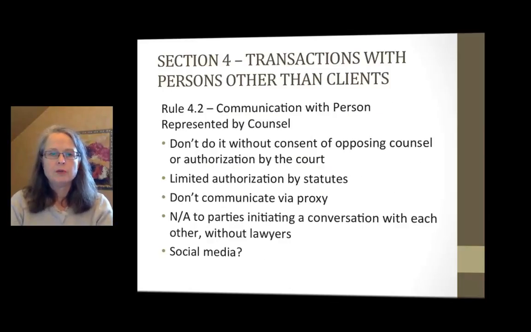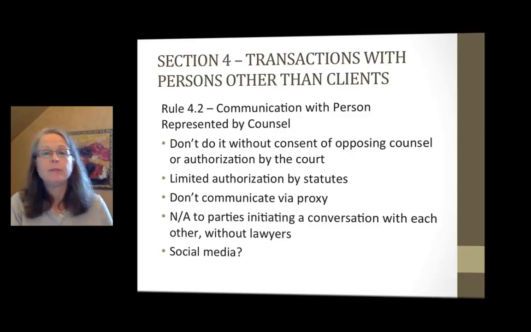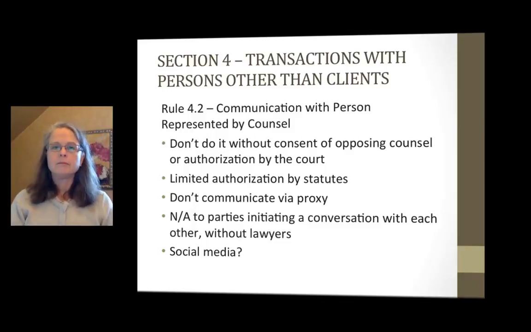Section 4.2, communication with persons represented by counsel. Now, have you ever been contacted by someone who is lawyer shopping? They have a lawyer, but they want to see if maybe they can get a different lawyer. Or maybe you've been contacted by someone who claims to be pro se, but they actually have a lawyer. They just, for whatever reason, think that they can handle things on their own. Well, you don't have to worry about talking to them if you reasonably do not know that they are represented.